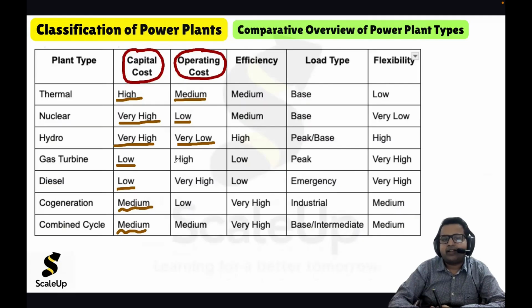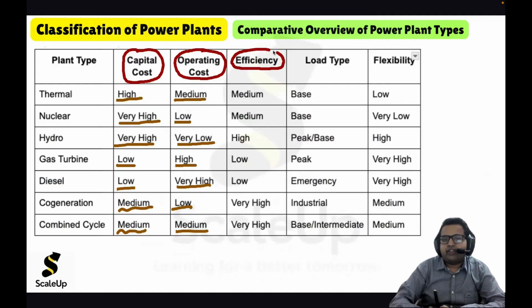For gas turbine, it is high because burning of fossil fuel is involved. For diesel, it is very high because diesel is very expensive. For cogeneration, it is low, and for combined cycle, it is medium. In cogeneration, it is low because we are not burning any fuel at all, rather, we are making use of the heat generated from industries.